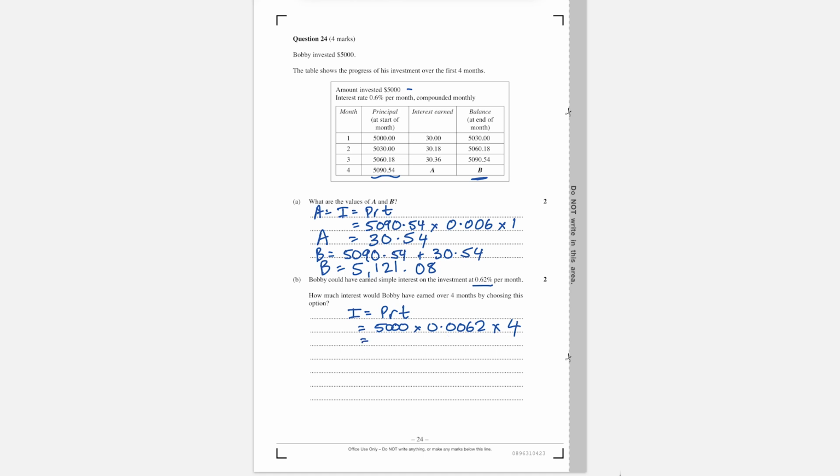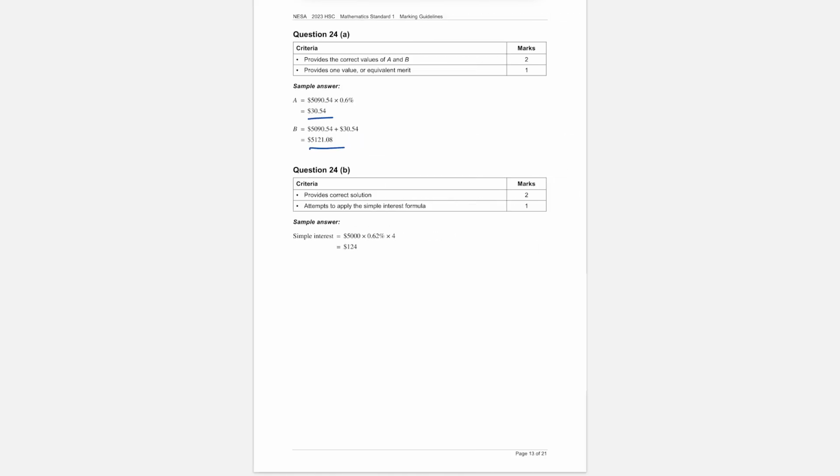So putting all of that into our calculator, we get 5,000 times 0.0062 times 4 equals 124. That's it.